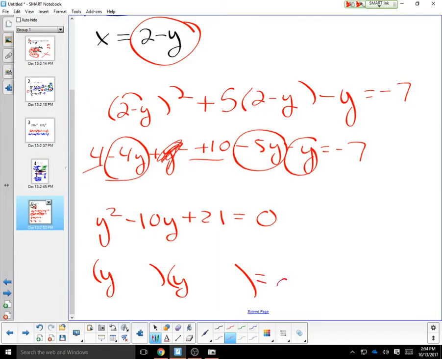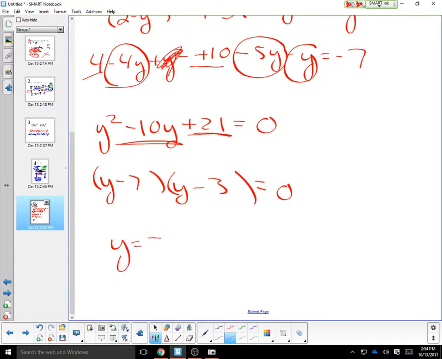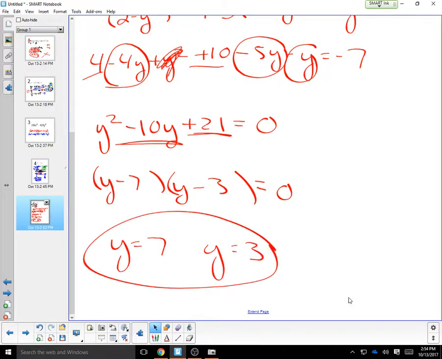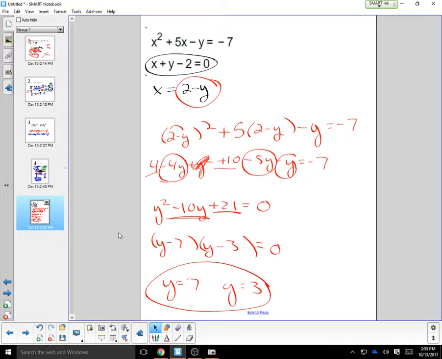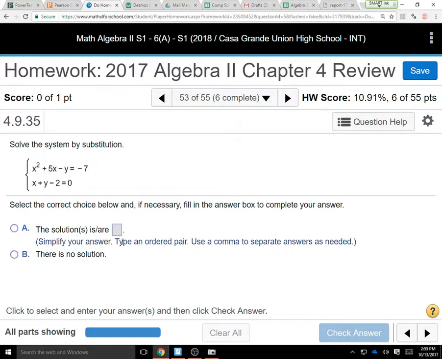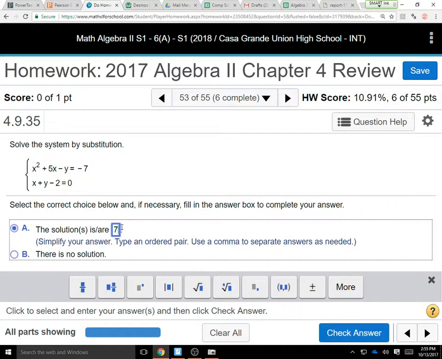Y. Two numbers that multiply to 21 and combine to negative 10: negative 7 and negative 3. So what are my answers? 7 and 3. There you go. Math. Let me give you a quick full screen here. Solutions are 7 and 3.